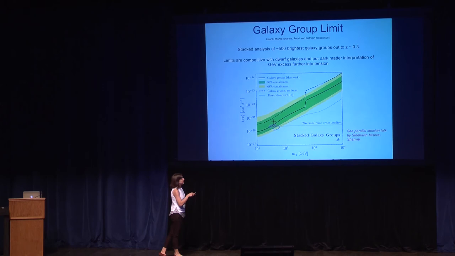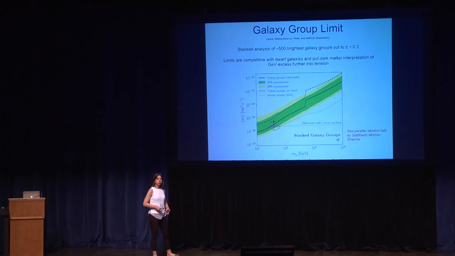Especially with something like indirect detection searches, where the systematic uncertainties can vary a lot depending on the objects that you're looking at for dark matter, having a variety of different targets is really important. So the complementarity of all of these different analyses in this region is quite powerful. And I think in the future we'll be able to do things like combine the dwarf analyses with these galaxy groups to get even better bounds.